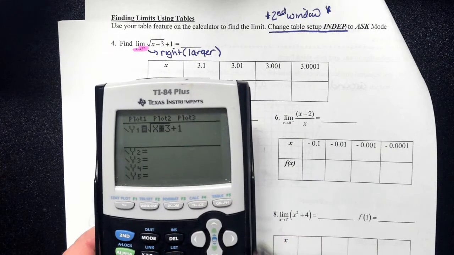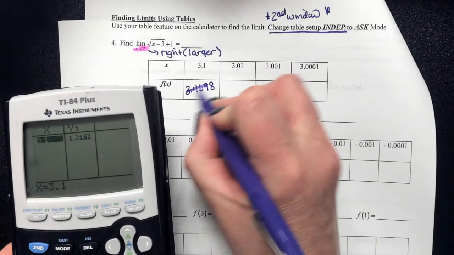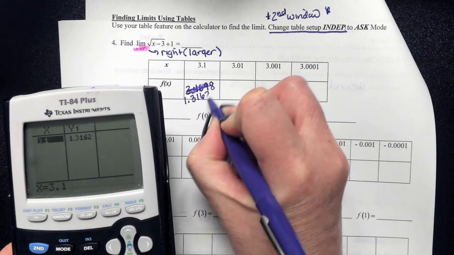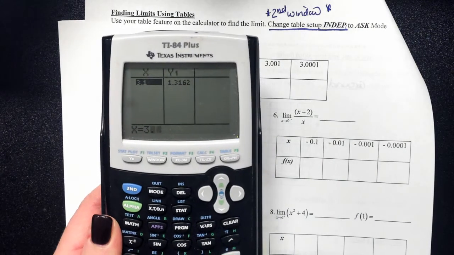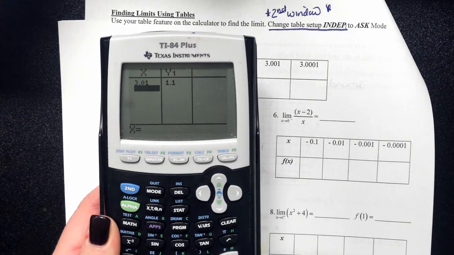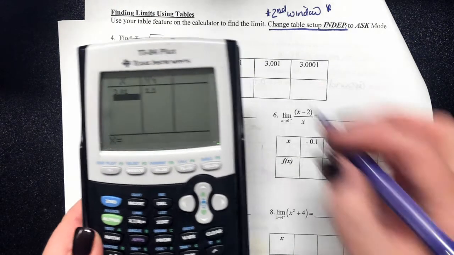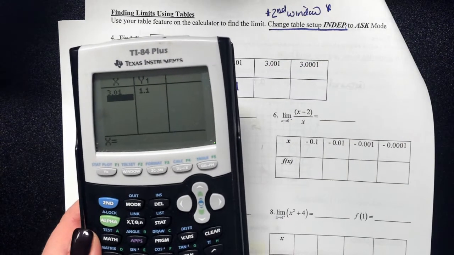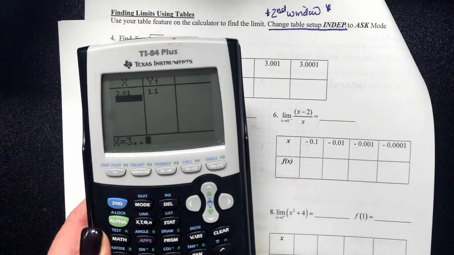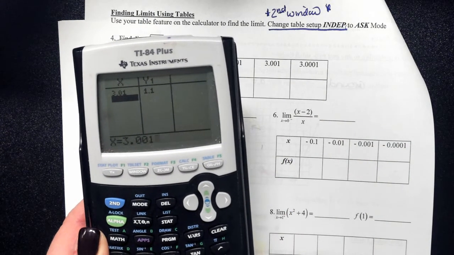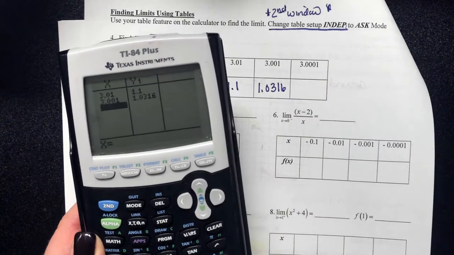Oh, I hit x plus 3 instead of x minus 3. Thank you. 1.3162? Yeah, it helps if I type in the right function. Okay? So now I can type in 3.01. And notice when I type in 3.01, I get a y value of 1.1. So now when I type in 3.001, I get 1.0316. Yes, Sophia?